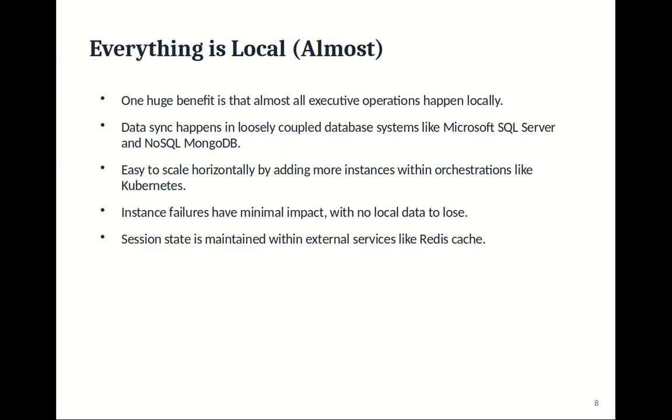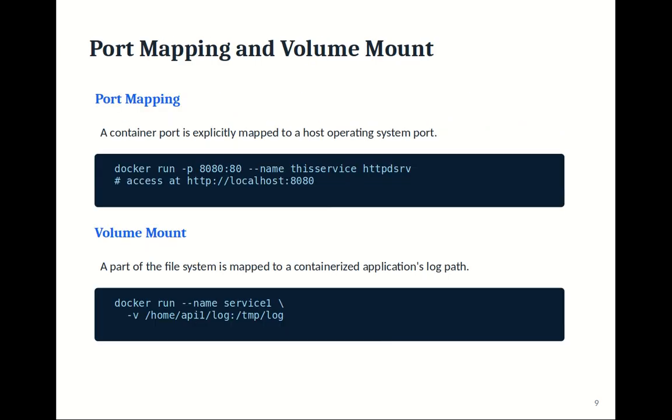Everything is local, almost. One huge benefit is that almost all executive operations happen locally. Data sync happens in loosely coupled database systems like Microsoft SQL Server and NoSQL MongoDB. Easy to scale horizontally by adding more instances within orchestrations like Kubernetes. Instance failures have minimal impact with no local data to lose. Session state is maintained within external services like Redis Cache.